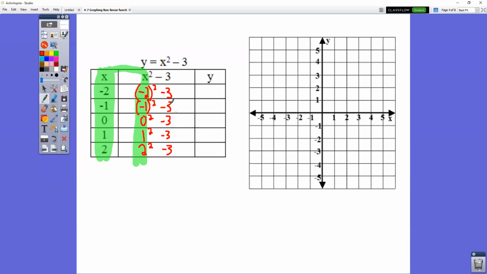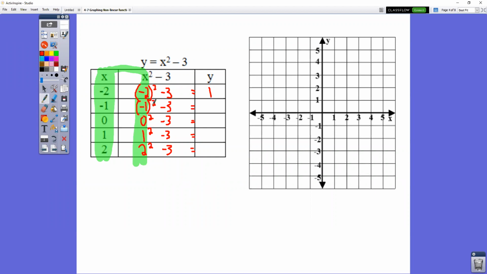Just like before, you're going to put whatever your answer is in your Y column. So I'm just going to put equal signs here. You can type this right into your calculator exactly how it is with the parentheses. If you don't put parentheses, you're going to get it wrong. If you go to do it in your head, -2 squared is -2 times -2, which is +4. 4 minus 3 is 1. We put our answer in that Y column.